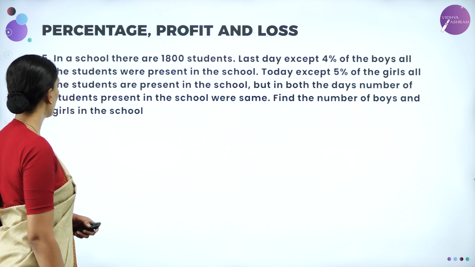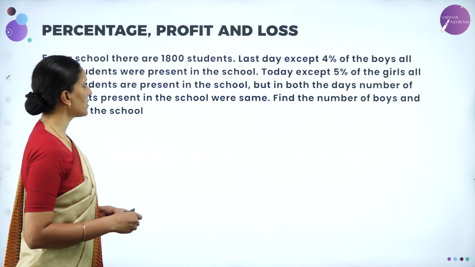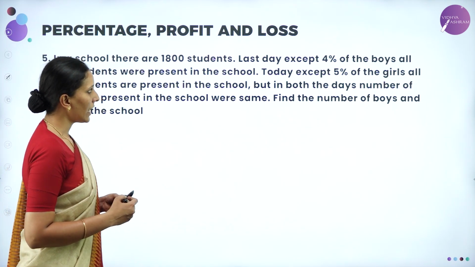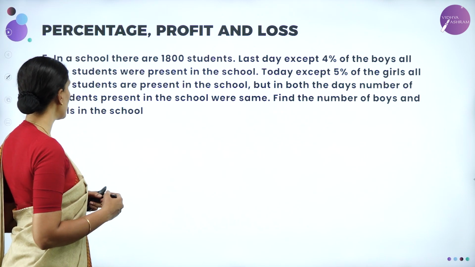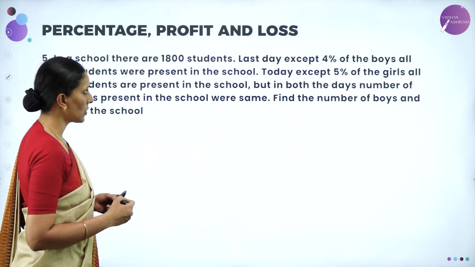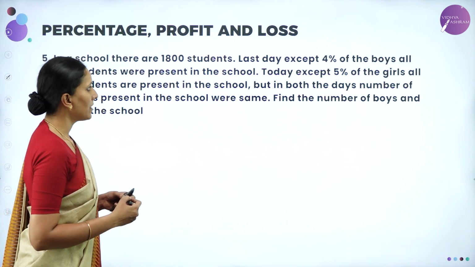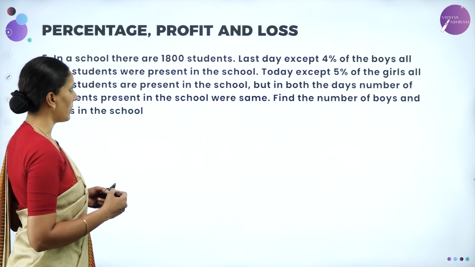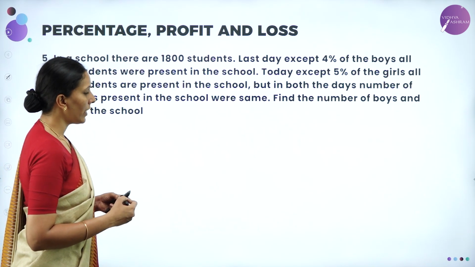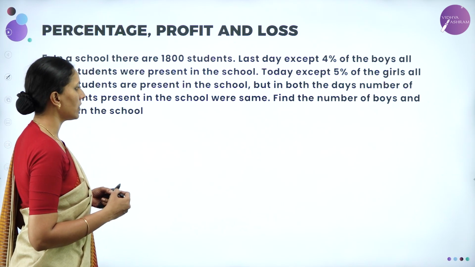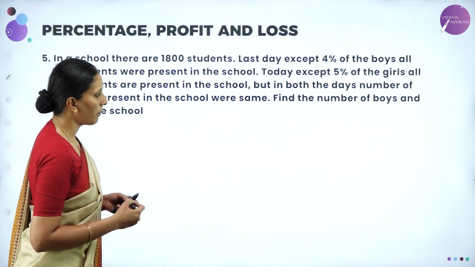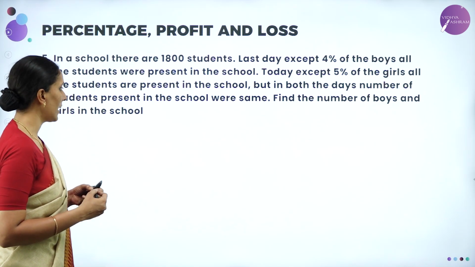Next question. In a school, there are 1,800 students. Last day, except 4% of the boys, all the students were present in the school. Today, except 5% of girls, all the students are present in the school. But in both the days, number of students present in the school were same. Find the number of boys and number of girls in the school.